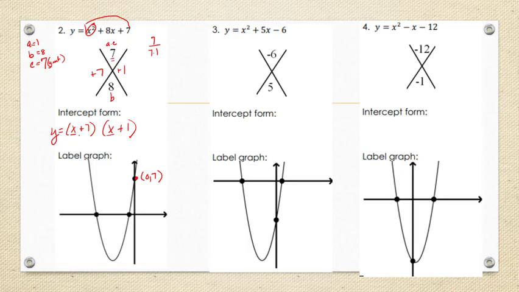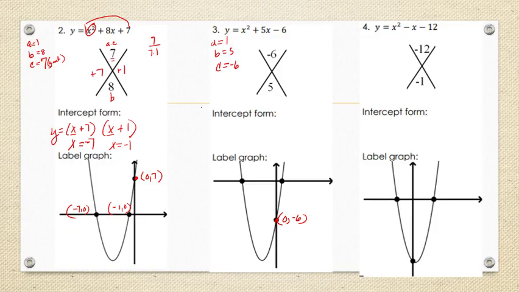Now to get where it crosses the x-axis, you do the opposite. If it's positive 7, it's negative 7. So this right here is going to be negative 7, 0, and this right here is going to be negative 1, 0, because this one is x equals negative 1. Do the opposite of what's in the parentheses. A here is 1, B here is 5, C here is negative 6. Right down here, this is going to be 0, negative 6.